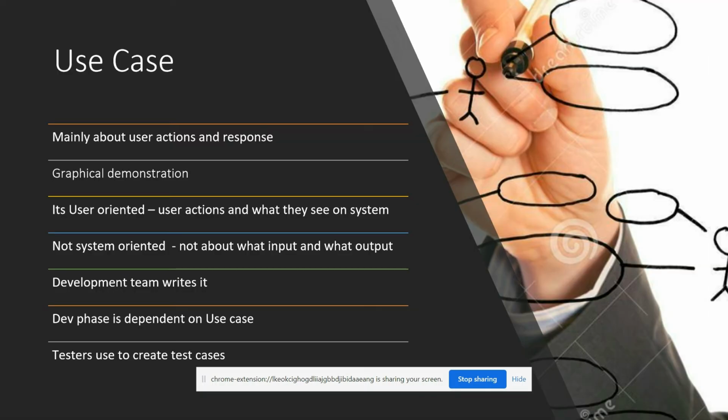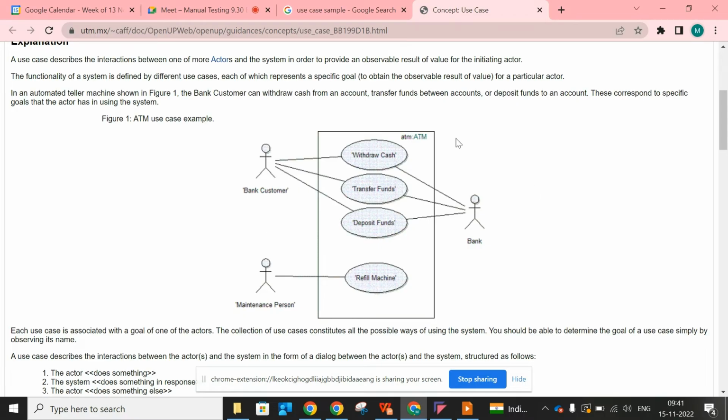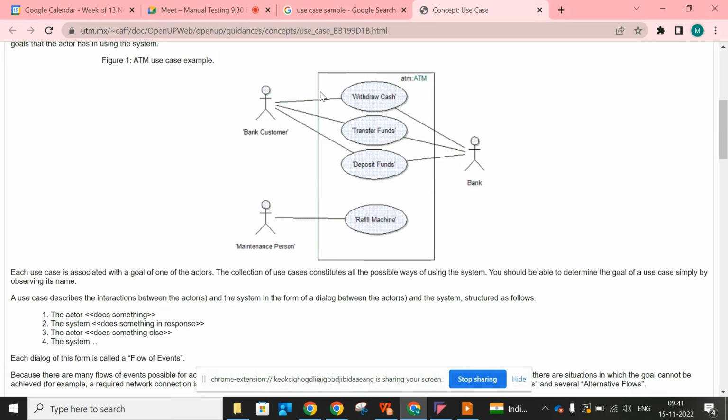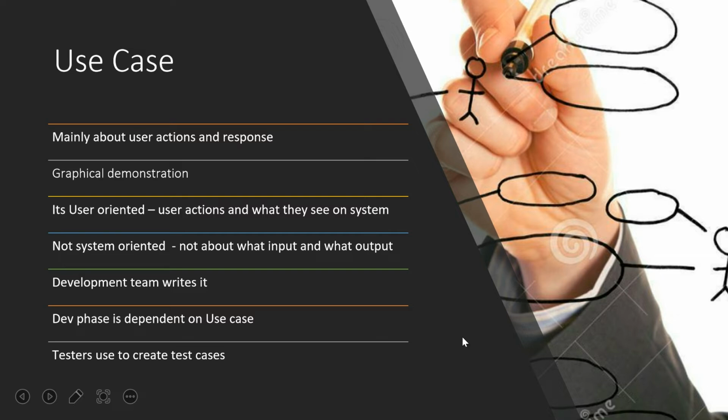Any questions from anyone else? Okay, who writes it? The development team will be writing it, and the development phase is also dependent on the use case. We are not completely dependent. Okay, we can use it if required. See, I'm having a story that a bank customer should withdraw cash. So we can just have a look at it and say that okay, this is how the flow goes. This is a very simple example. So from the testing perspective, that is how much we use it. Okay, any questions here?